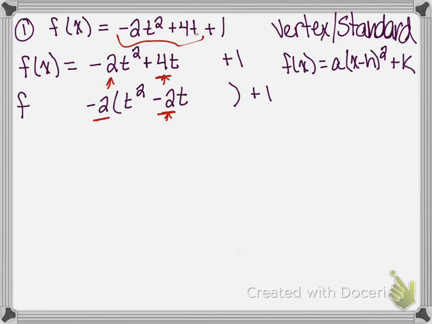Now that I've got that out of the way, I'm going to use completing the square. So, I'm going to take half of the number that's in front of my t. Not my t squared, I'm taking half of this number right here. What's half of negative 2? Negative 1, and then what's negative 1 squared? 1.